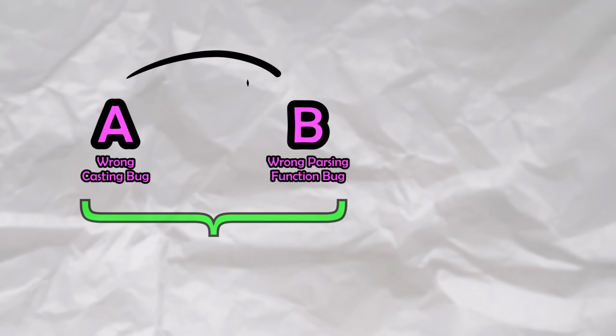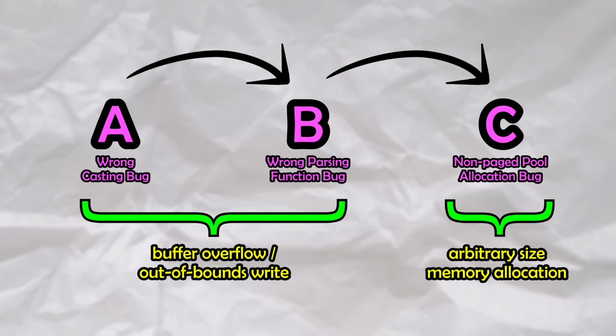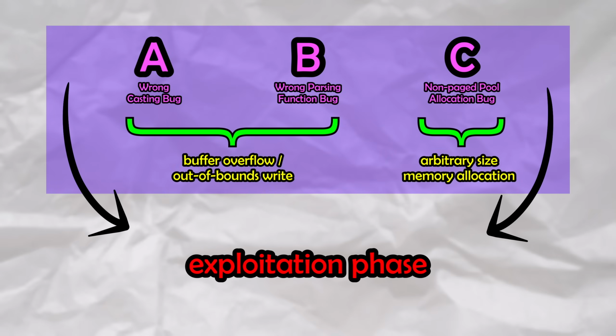Now that we have an understanding of the mechanics behind the buffer overflow caused by bugs A and B, and the arbitrary memory allocation caused by bug C, we now have all the ingredients needed to understand how everything comes together, enabling EternalBlue to compromise the system.